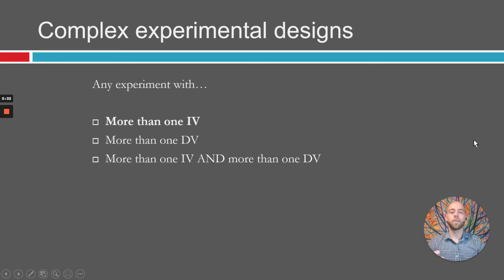When you are having more than those usual just one IV, one DV designs. So you might call a complex experimental design any type of experiment that has more than one independent variable, more than one dependent variable, or more than one of both. Usually, when people are talking about this, though, they're referring to having more than one independent variable, and that's what we're going to focus on in most of this set of videos. So remember that it just means more variables than we're used to talking about for the most part.